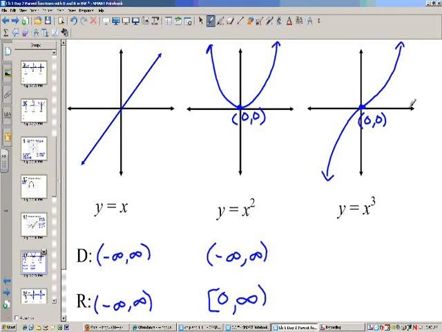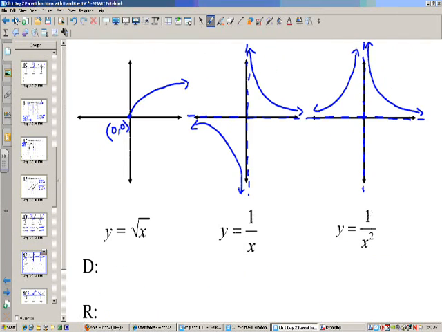X to the third goes to left and right forever and up and down forever. So we have negative infinity to infinity for each of these answers. Now, square root of x, it starts at 0 and goes to the right. So we'll have a bracket and then a parenthesis. And the range is the same thing. It starts at 0 and goes to infinity.